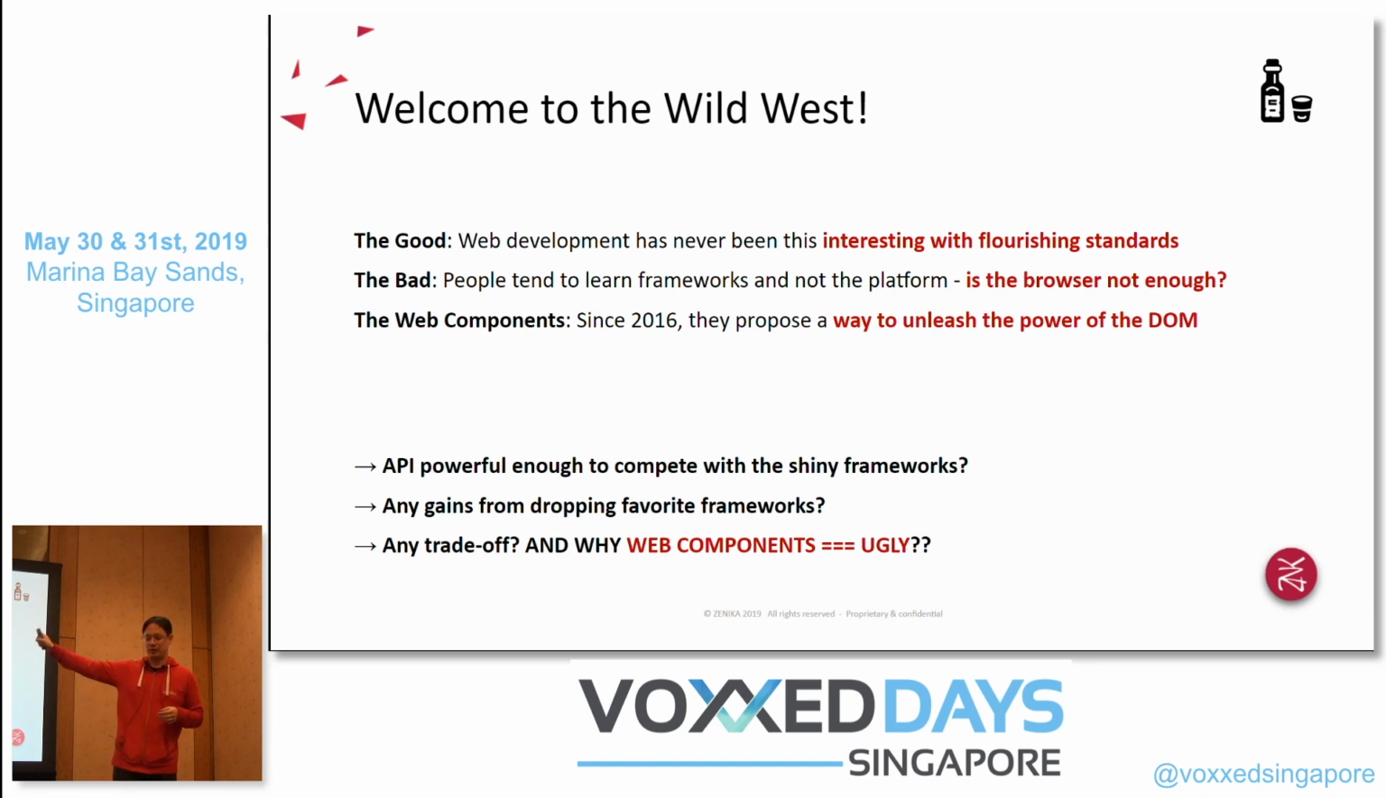We're going to try to address these issues as well. Is the API of web components powerful enough to compete with the big frameworks out there, the shiny ones? Do we have any gains from dropping them? Because I've told you they're very productive, everybody loves them. And then, is there any trade-off? What can you gain? What can you lose? Okay. And why do I imply that web components are ugly? I'll let you see that for yourself.